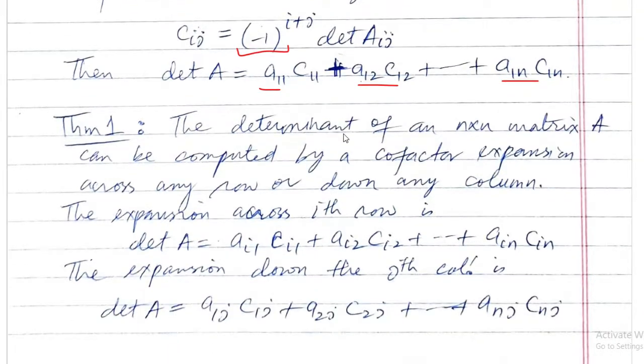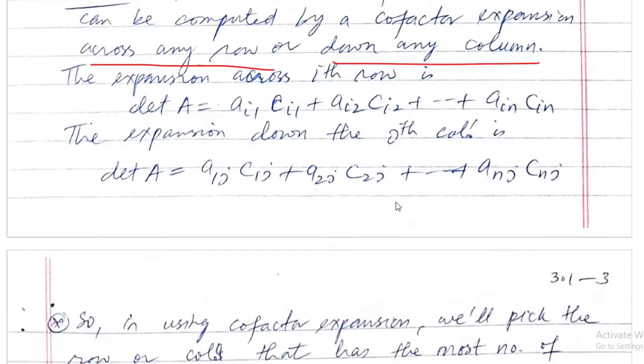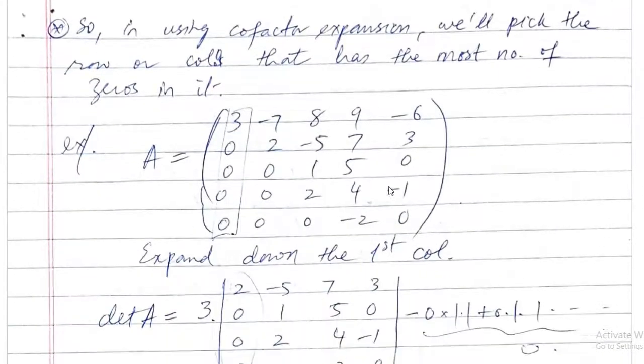Now this determinant can be found by any row or any column. So you can go across any row or you can come down any column. It's your choice. Any row or any column will give you the determinant, but you have to choose just one row or one column, not more than that.